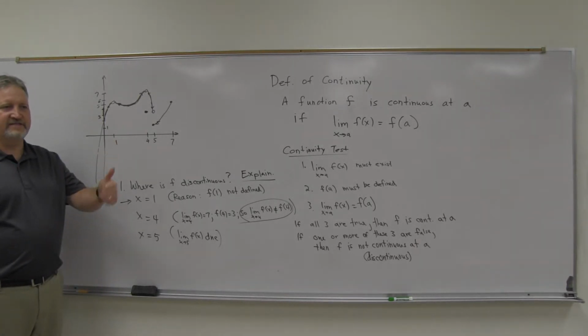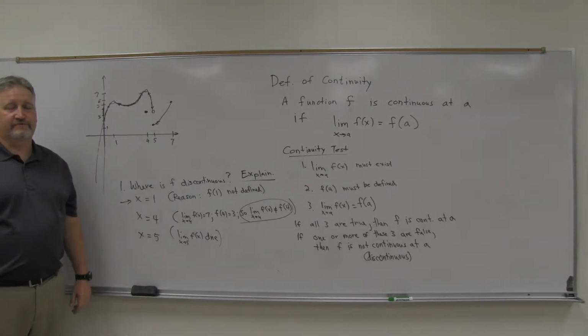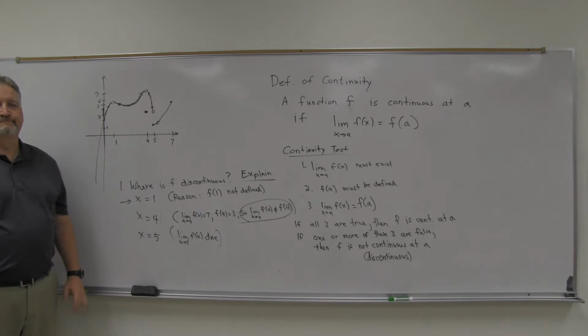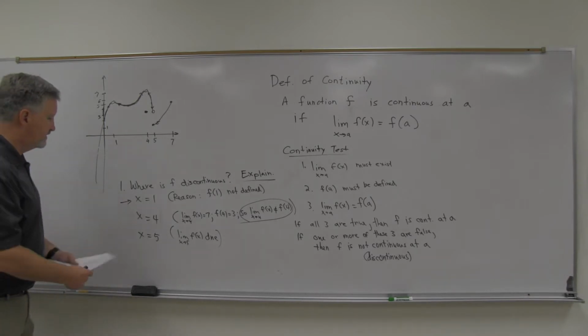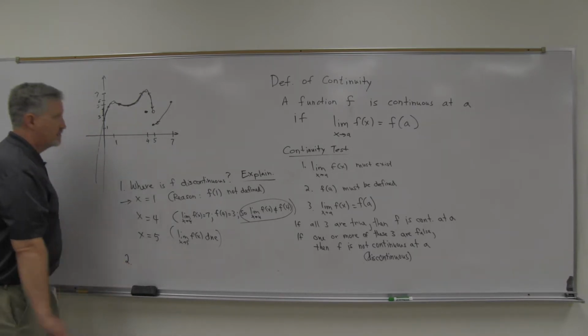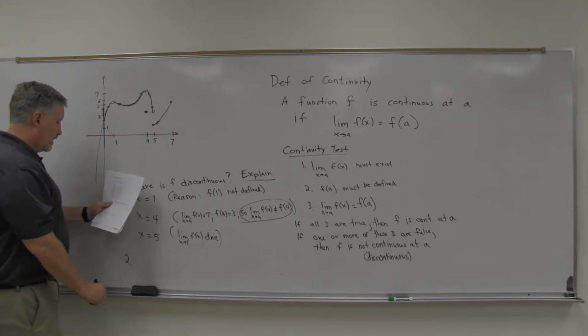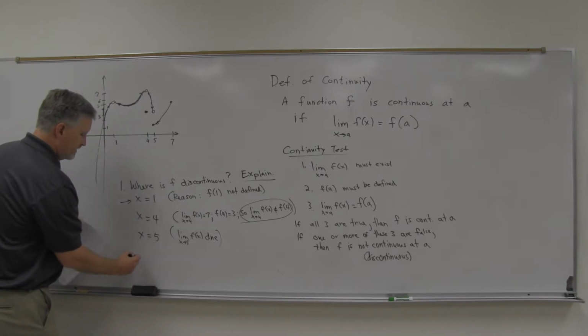You've got to have the limit exist, you've got to have the function defined, and you have to have those three things equal. Okay? See how that works? Now, the other thing they would ask on number 2 is, on what domain intervals is the graph continuous?